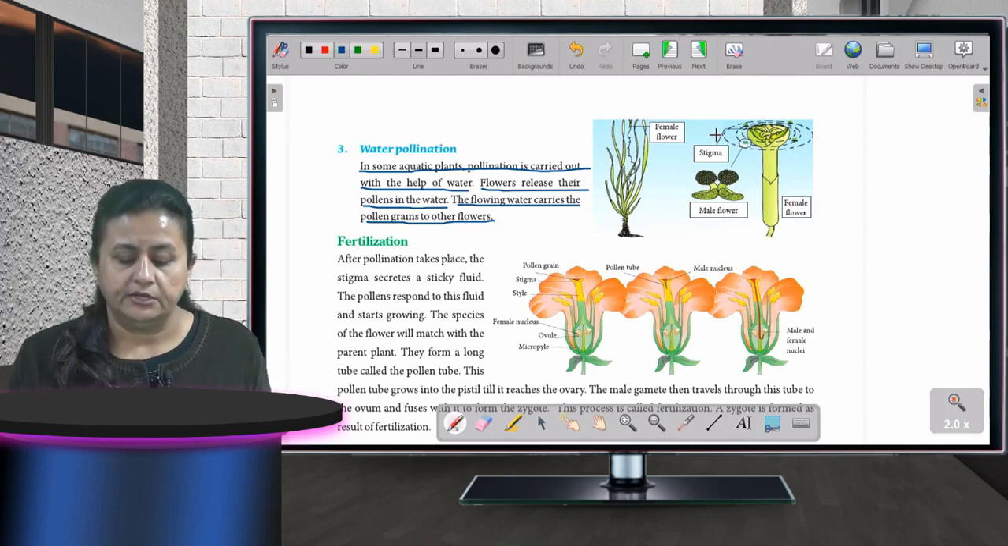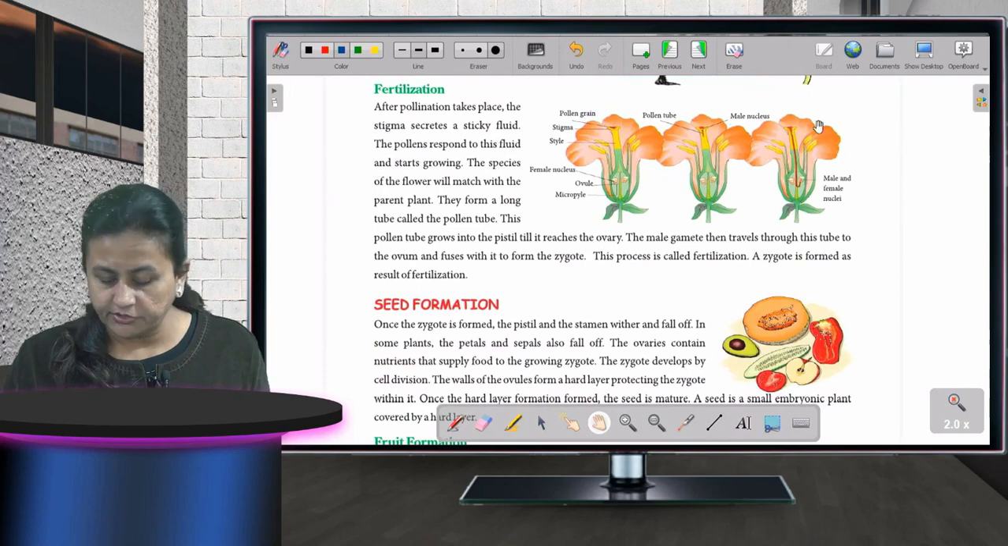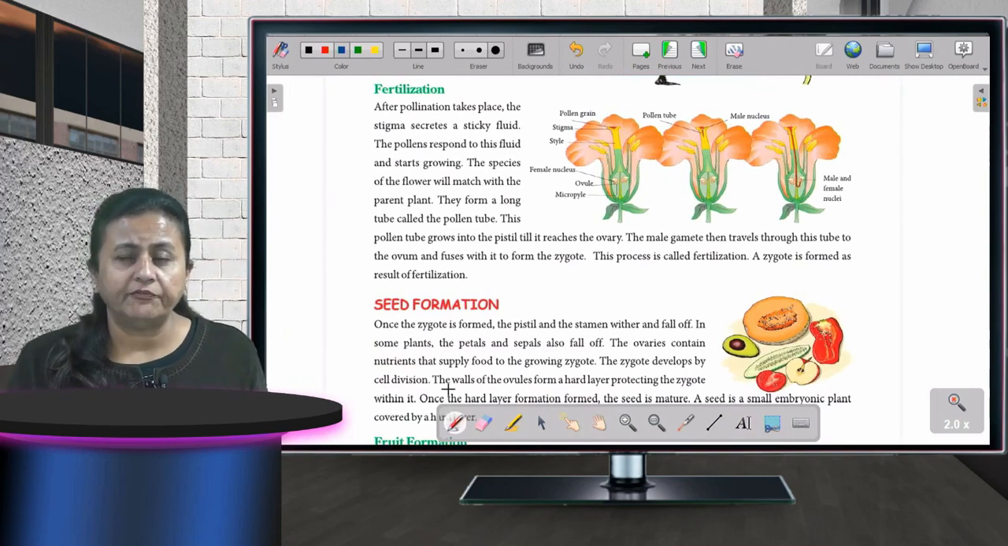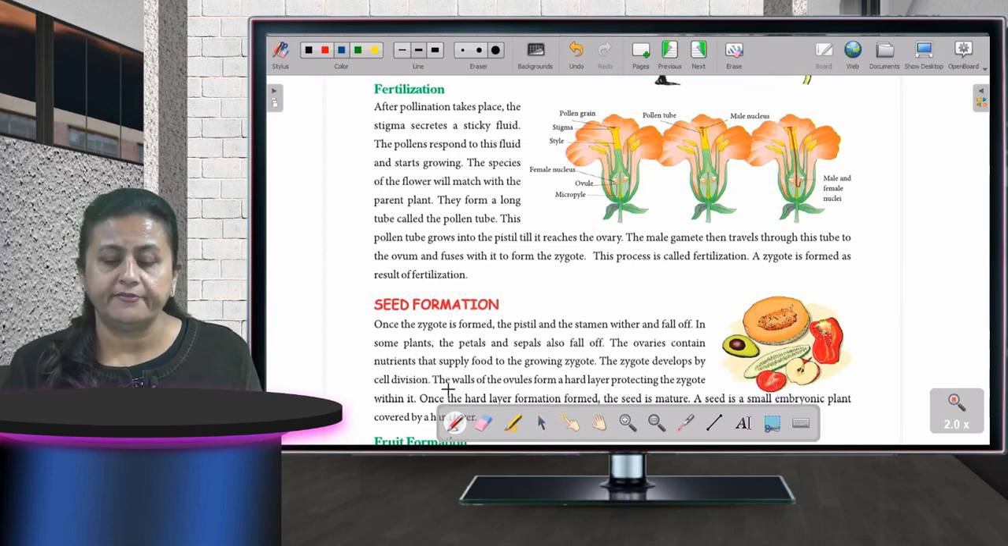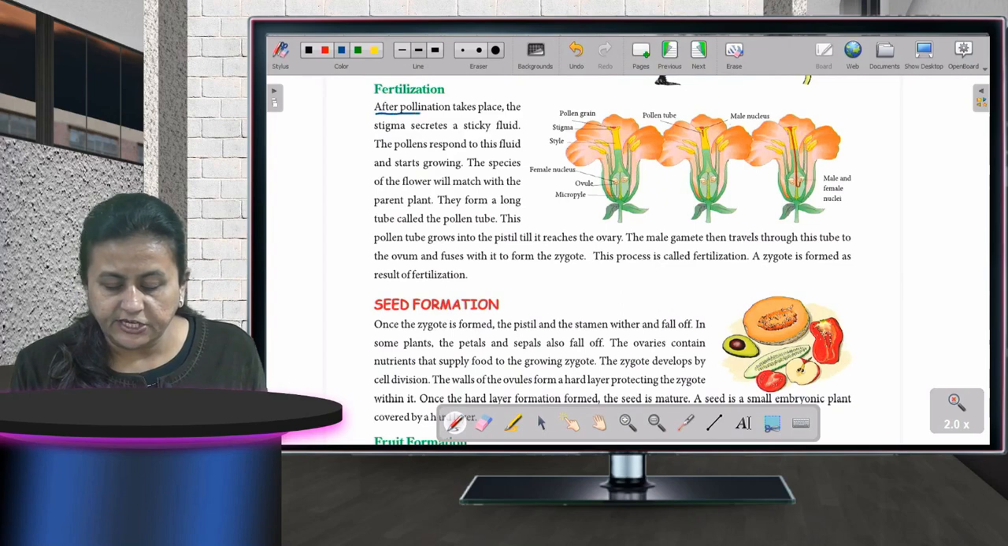Fine, children? Now we'll talk about fertilization. You can see on your screens also. Fertilization. After pollination comes fertilization. After pollination takes place, the stigma secretes a sticky fluid.